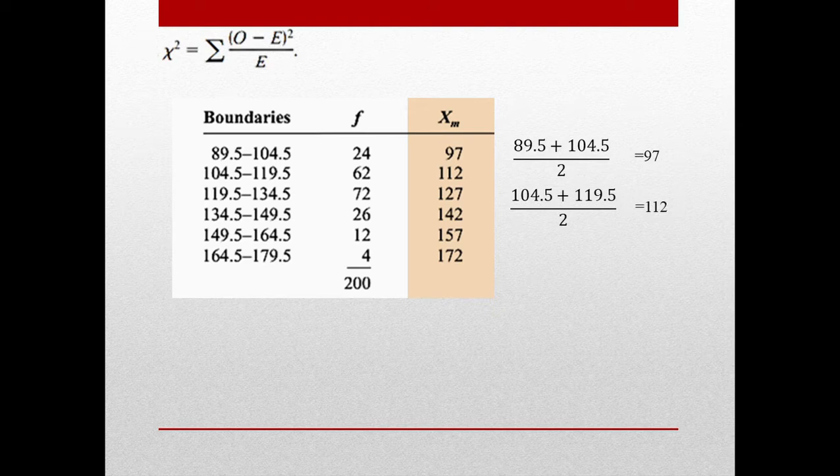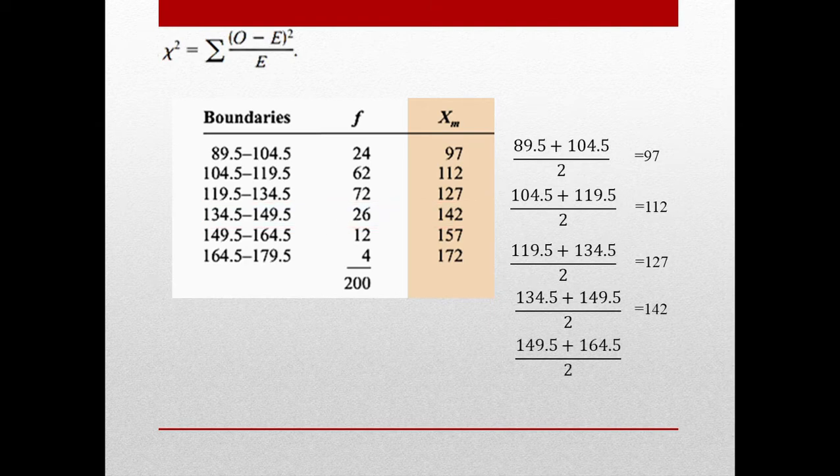104.5 plus 119.5 all over 2 is equal to 112. 119.5 plus 134.5 all over 2 is equal to 127. For 134.5 plus 149.5 all over 2 is equal to 142. For 149.5 plus 164.5 all over 2 is equal to 157. And 164.5 plus 179.5 all over 2 is equal to 172.